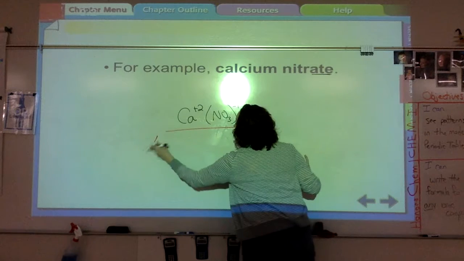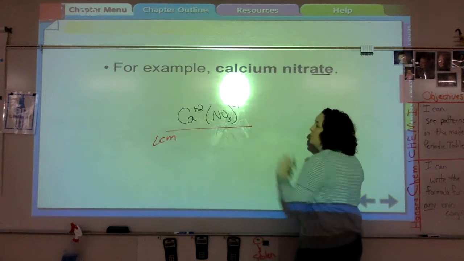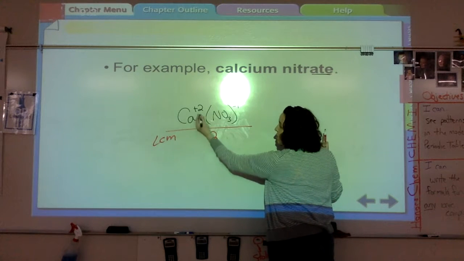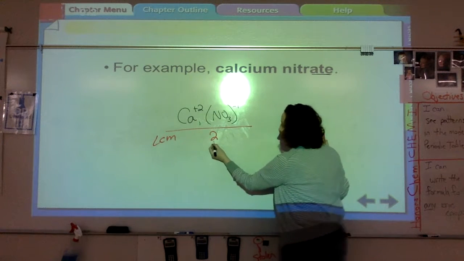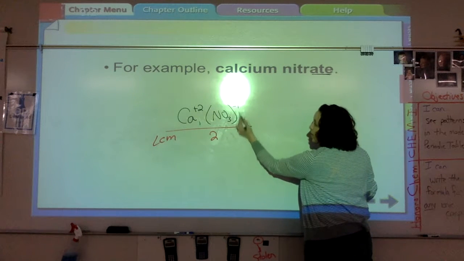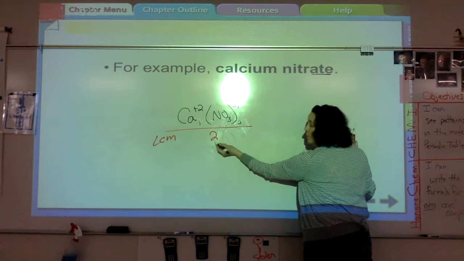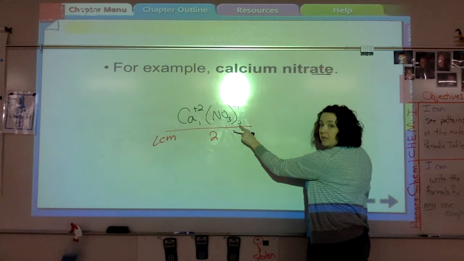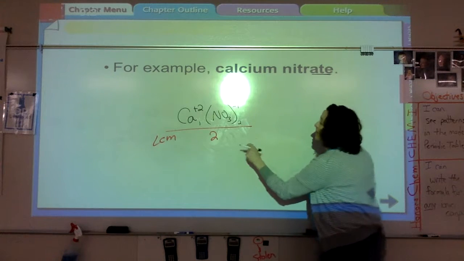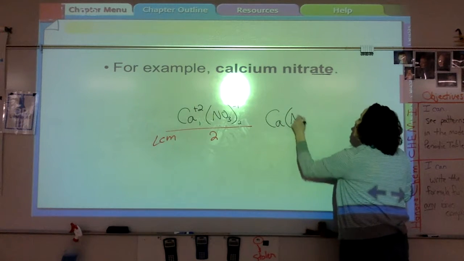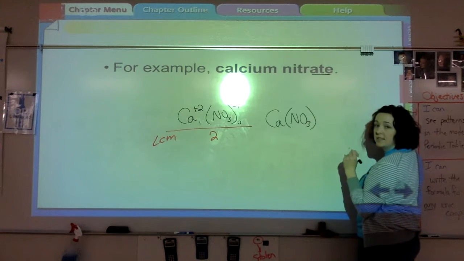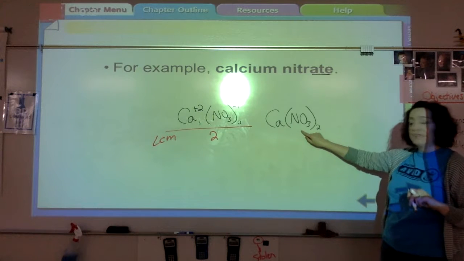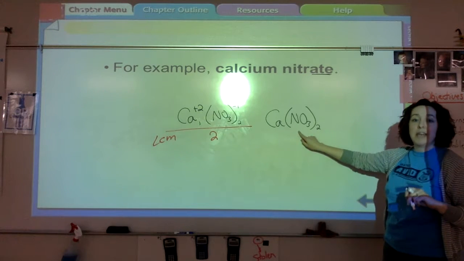Okay? Still least common multiple. Least common multiple of 2 and 1 is 2. So for calcium, 2 times 1 is 2. For nitrate, 1 times 2 is 2. Notice my 2 is on the outside of the parentheses, down at the bottom. You cannot infiltrate inside the parentheses. So my formula would be Ca(NO3)2. We have to have parentheses here because this 2 goes to the N and the O.